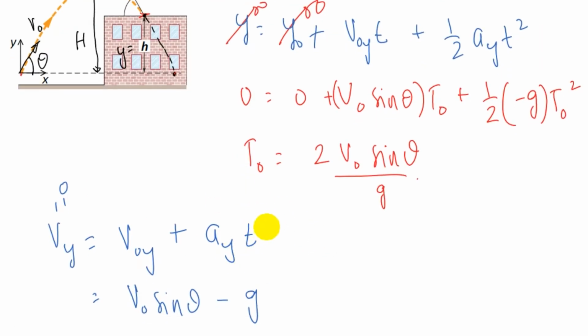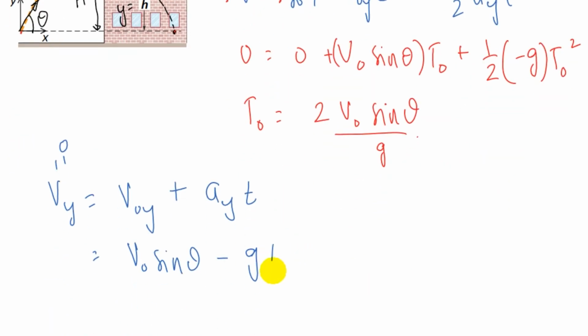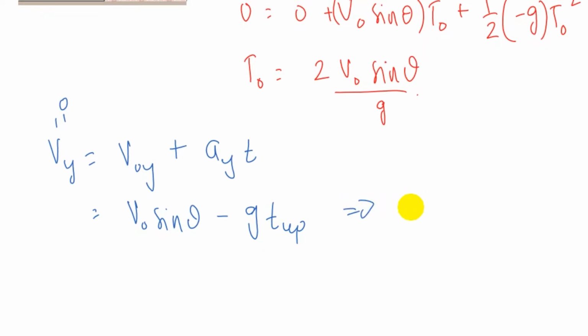Now this time t is the time taken by the projectile to move up to this point. So we can write this as t up, that is, the time taken by the projectile to reach the maximum height. So from here t up comes out to be v naught sine theta over g.